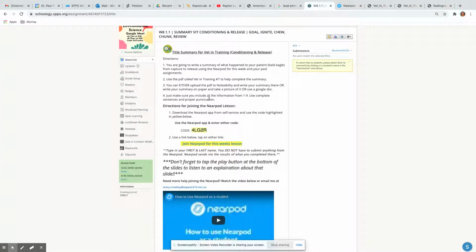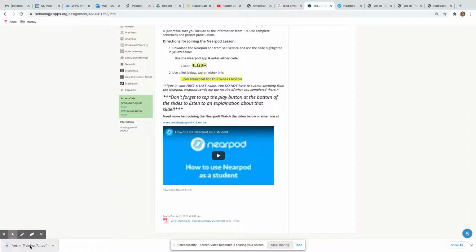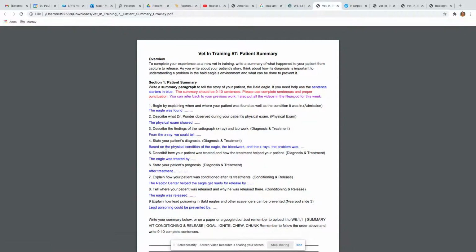Just make sure that you include all the information that's on the sheet, 1 through 9, and use complete sentences and proper punctuation. The Vet in Training on mine is down here, yours is at the top. Even if you're not going to write on it, I want you to look through this because it shows you how to write your summary. There are 9 things that I want you to include. I also put them in the order that your summary should go. I also included sentence starters if you want to use them, but you don't have to.